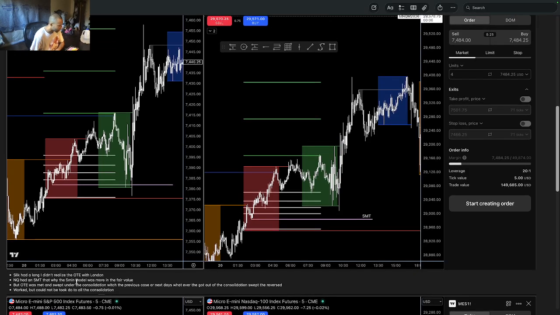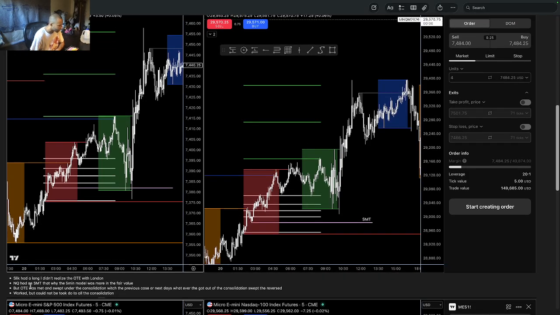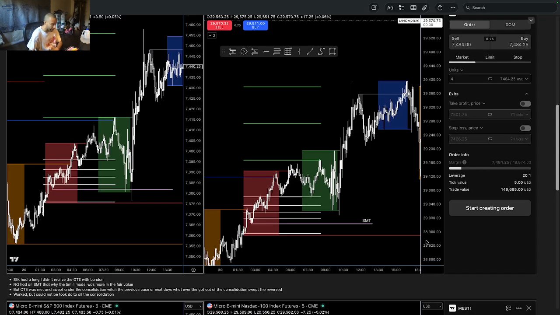Alright, I had a long but didn't realize it. NQ and SMT, that's why the 5 minute was more in a fair value. But OTE was met and swept under consolidation, which previous case, next days, whatever got out of consolidation swept in reverse, worked but could not be taken due to consolidation. So this day was a completely goofy day of mine.